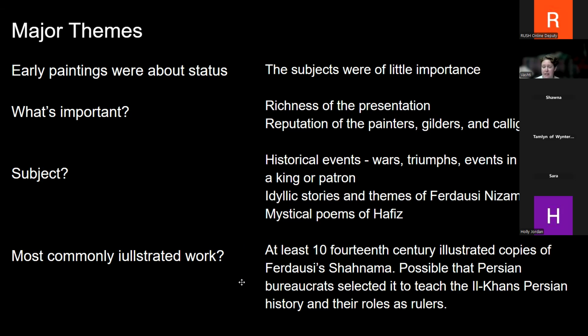The most common thing we find is Ferdowsi's Shahnameh, very specifically. There are at least 10 illustrated copies from the 14th century. And again, the running theory in the scholarship is that the Persian bureaucrats were using this to teach the Il-Khanids the history of Persia and what their role as rulers is supposed to be.